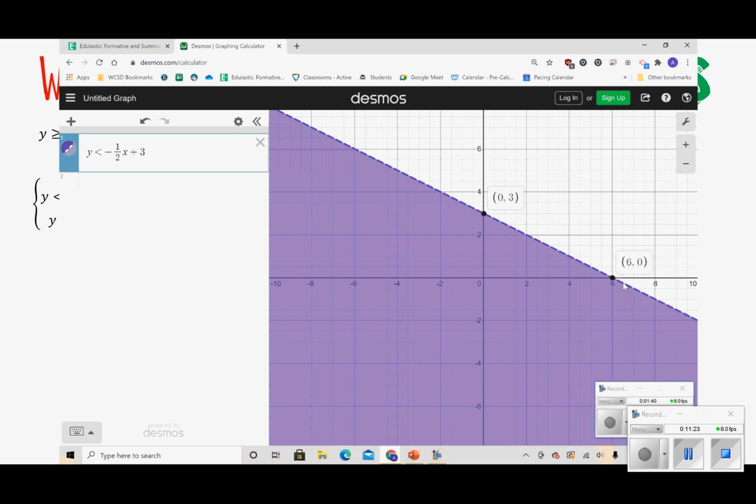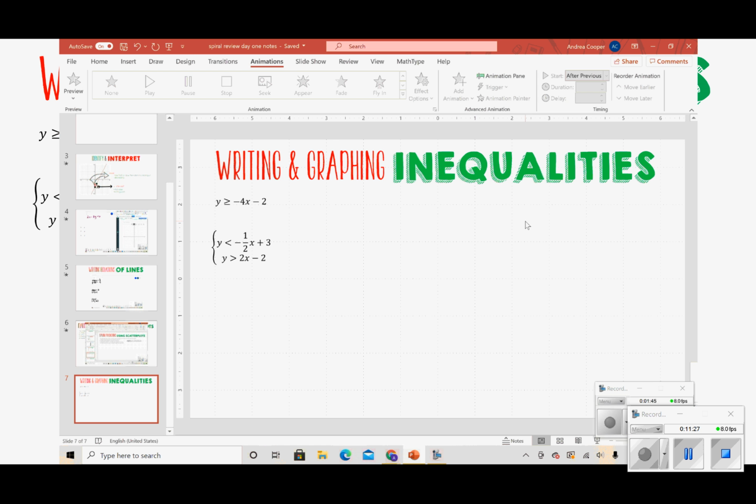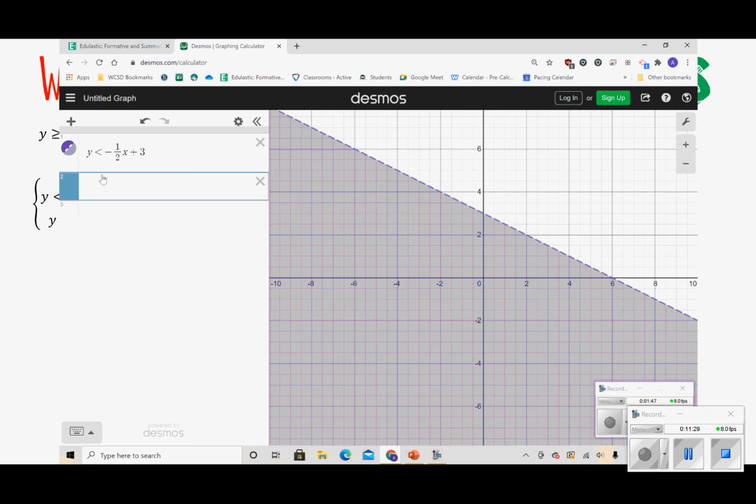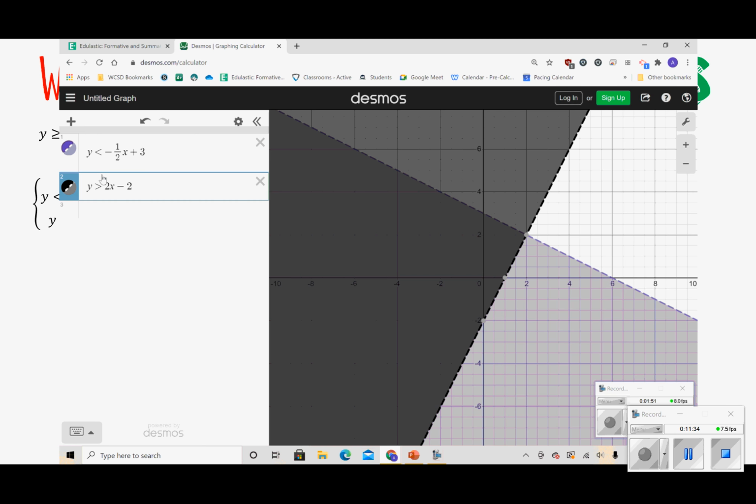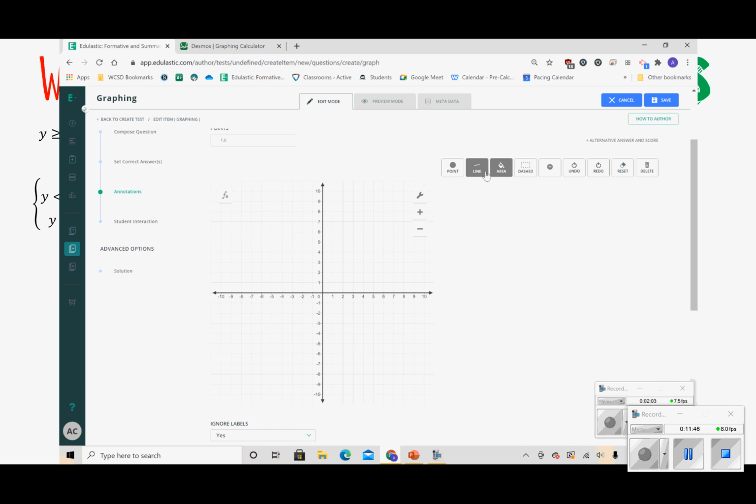I'm totally fine with that. Or you can use the y-intercept and the slope. Either one doesn't matter to me. And then y is greater than 2x minus 2. That one's good. That one's also good. Okay, so I'm going to graph both of these in. Doesn't matter which one you do first.